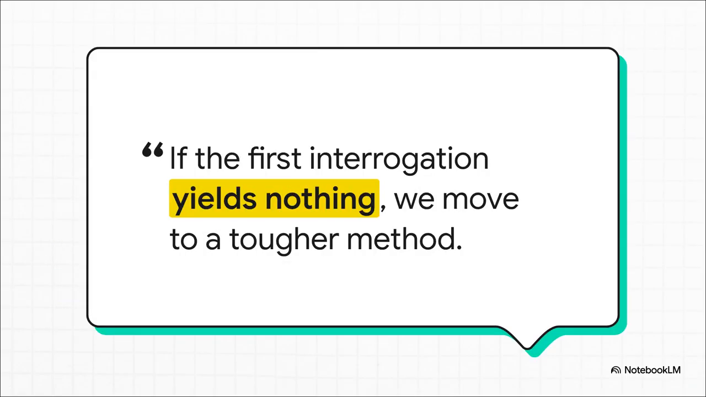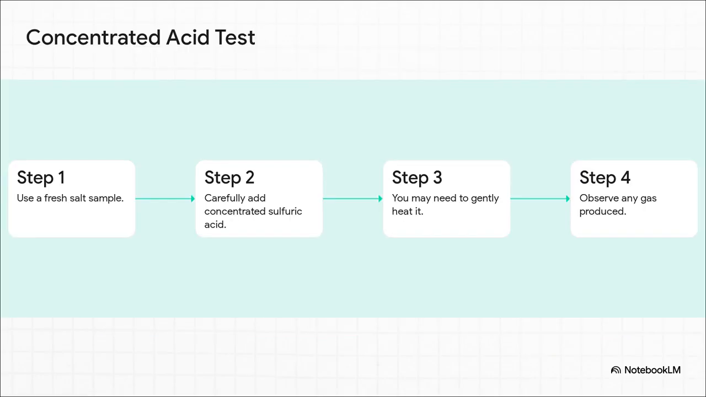So, what if that first interrogation gives us nothing? No bubbles, no funky smells, just silence. Well, that just means our anion is playing hard to get. It's time to stop being nice and bring out the heavy hitter, concentrated acid. For this next phase, we grab a fresh pinch of salt and, being really careful here, add some concentrated sulfuric acid. Sometimes you even have to warm it up a little bit to encourage our suspect to talk. And just like before, we're watching closely for any gases.